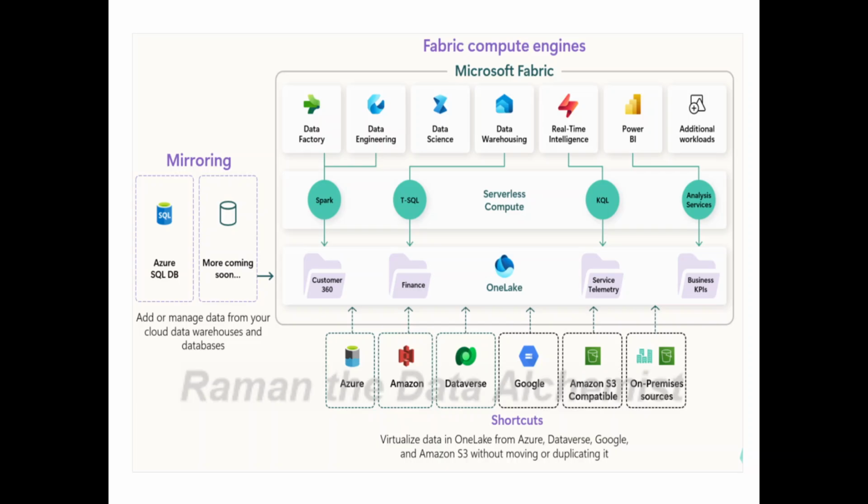If you see the definition, virtualize data in OneLake from Azure, Dataverse, Google, and Amazon S3 without moving or duplicating it. So a shortcut just gets the reference of the data without copying or duplicating it, and makes it available here to let you work on that one, right?